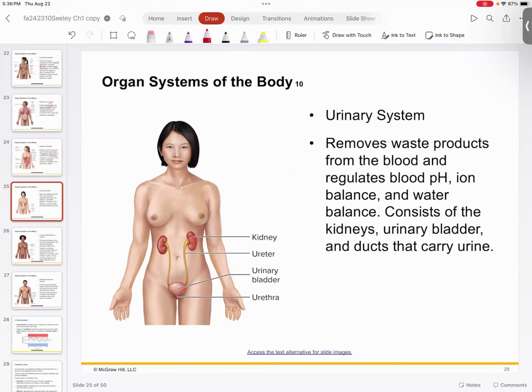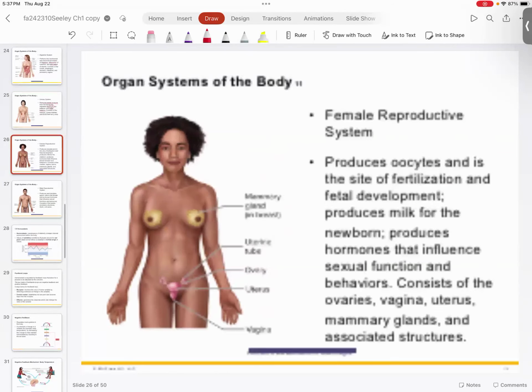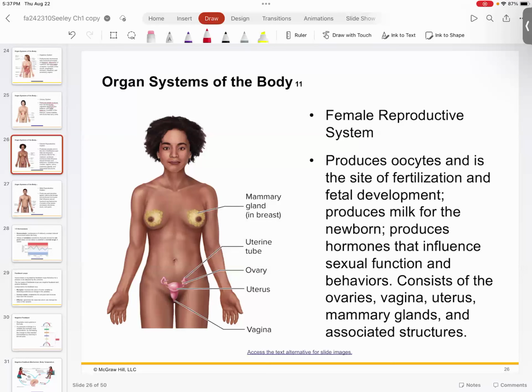Excretory system, or the urinary system, essentially is going to be looking at the elimination of waste products. That's basically what it does. However, it does a few things other than that. It'll actually control blood pH, and it'll also control water balance. So it actually does a little bit more than just get rid of waste. Urinary system is actually a really important system.